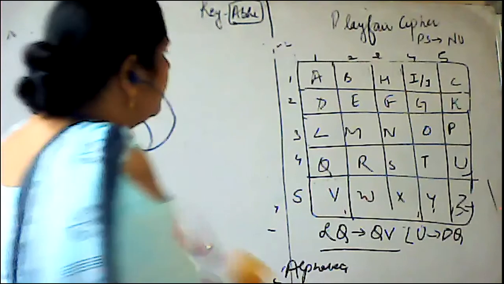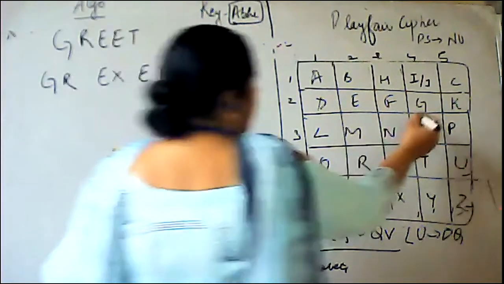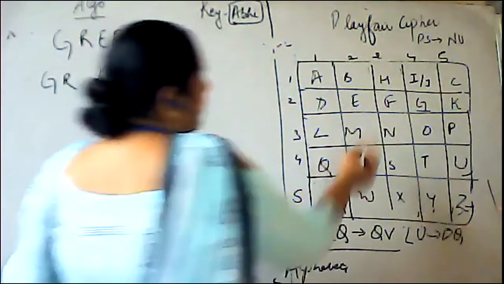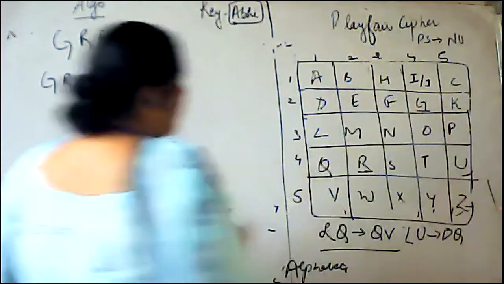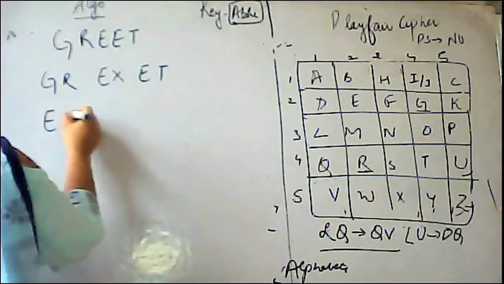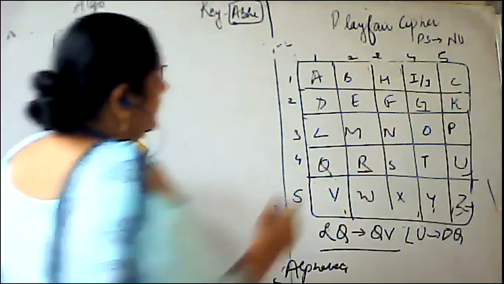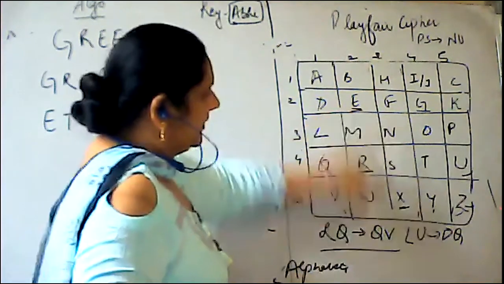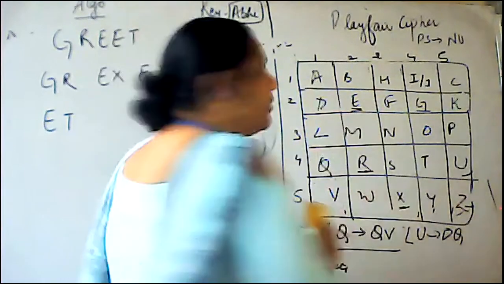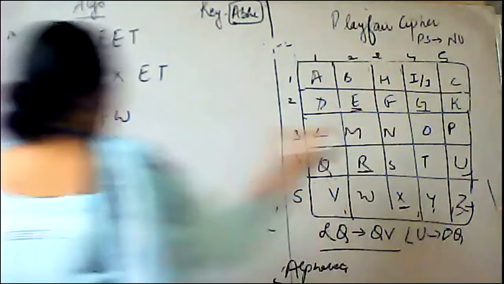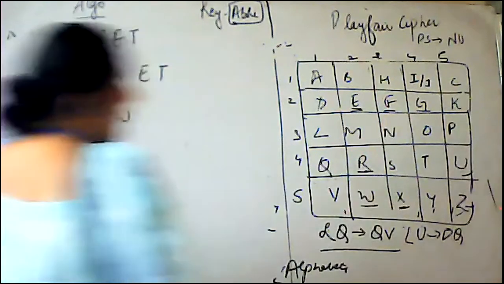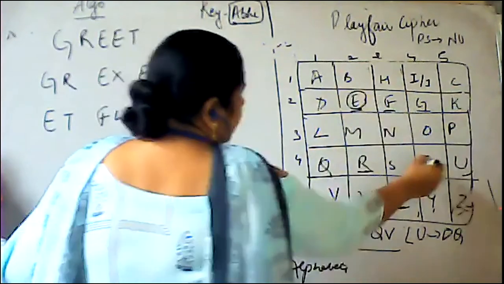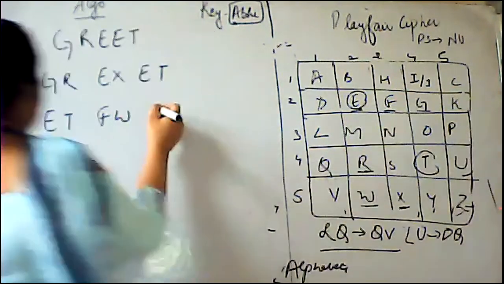Okay. GR. So G is at this and R is there. Okay, so they are at corners. So replace them with the other corner. So let it be ET. Now EX. E is here. Where is X? X is there. They are corners, so replace it with FW. The opposite pair is F and W. Okay. Now ET, E is there and T is there. So replace them with GR.